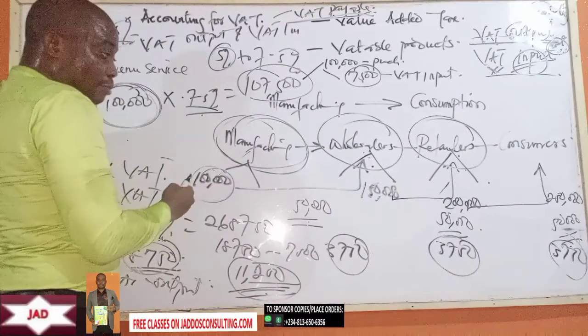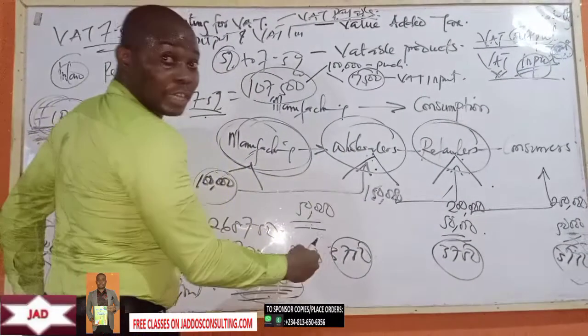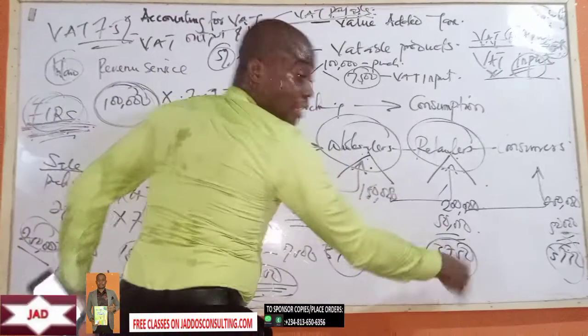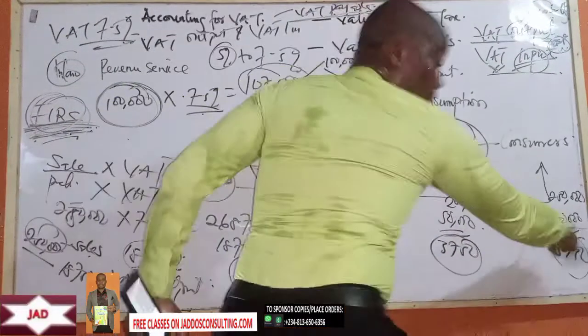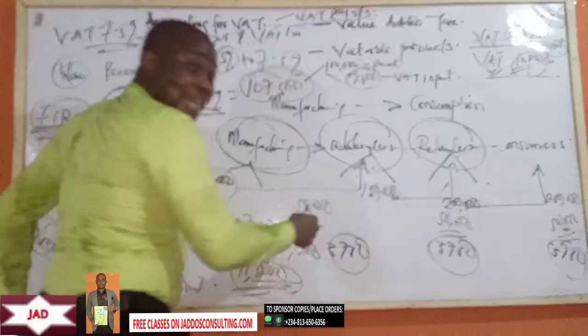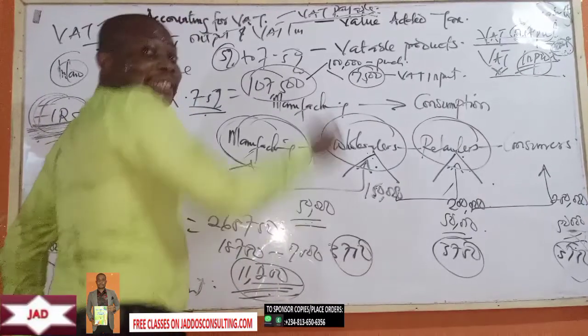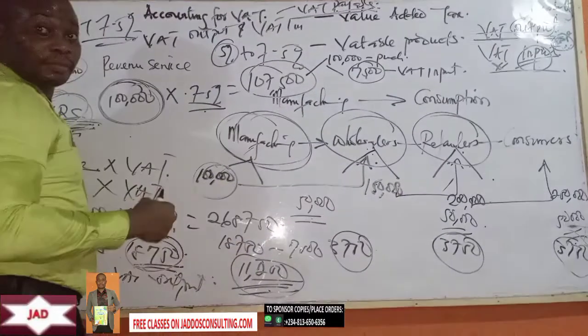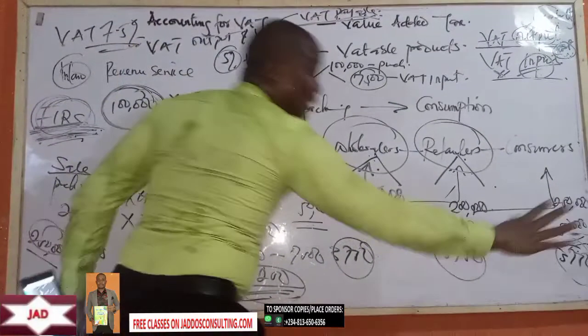So when the product moved from manufacturer to wholesaler, there was a value addition. When it moved from wholesaler to retailer, there was a value addition. So now the value added is what the FIRS is saying to tax and give us part of it. So this is what it looks like from the tax collector's perspective.